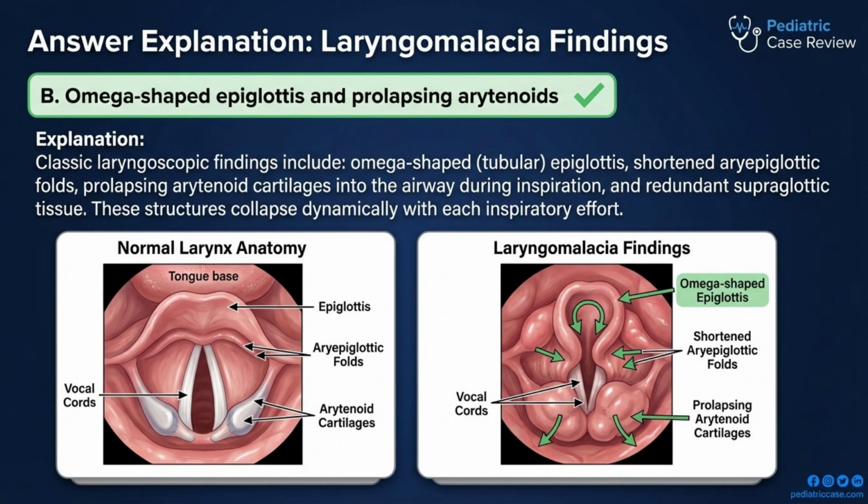Classic findings include a tubular, omega-shaped epiglottis, significantly shortened aryepiglottic folds, and bulky arytenoid cartilages that actively prolapse into the airway during inspiration. These redundant supraglottic tissues collapse dynamically with each inspiratory effort, temporarily obscuring the vocal cords.